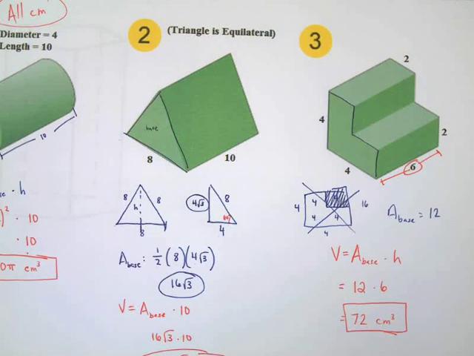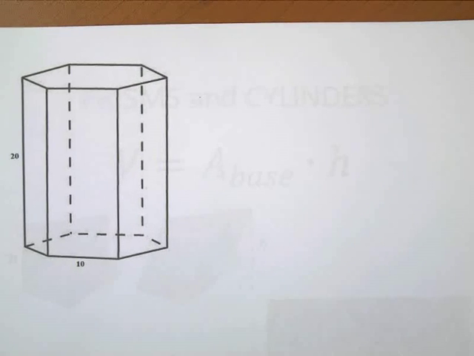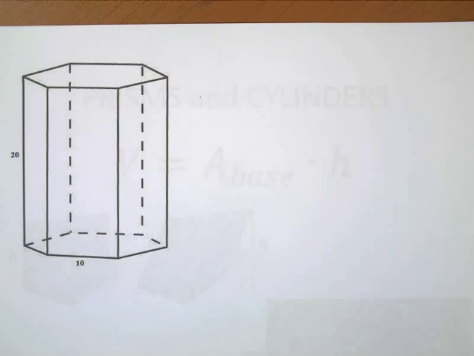Okay, I'm going to quit this video. I'm going to start another one with more examples where I get into like a hexagon prism, right? This thing is going to get ridiculous in a hurry, okay? So I'll finish up with one more video on prisms and cylinders, then we'll hit pyramids and cones, and we'll be done.